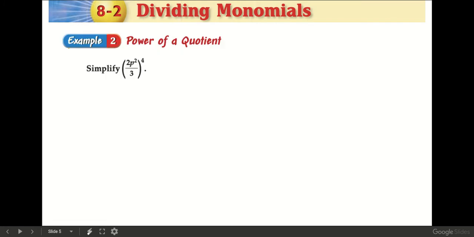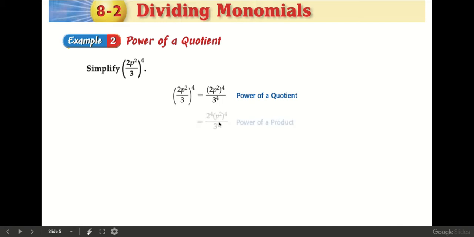So let's take a look and apply this in an example. So here it's asking us to simplify 2p squared over 3 all to the fourth power. So same thing, I'm going to go ahead and start by simplifying this by applying this exponent to the numerator and applying this exponent to the denominator. So 2p squared is to the fourth power and 3 is to the fourth power.